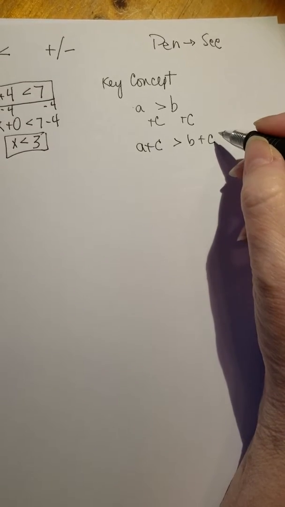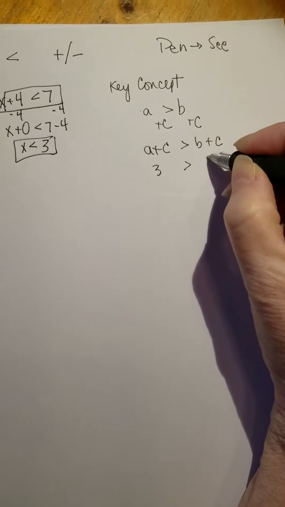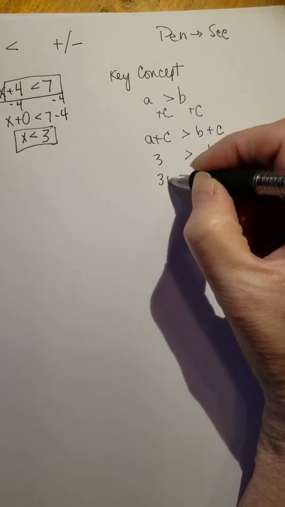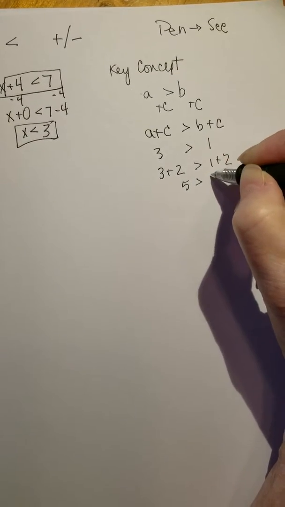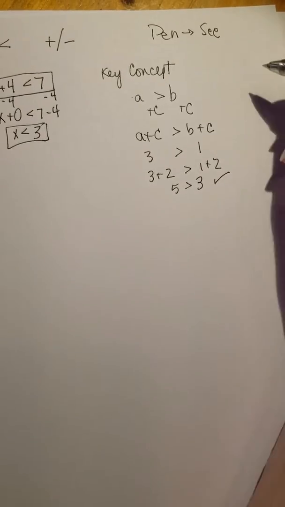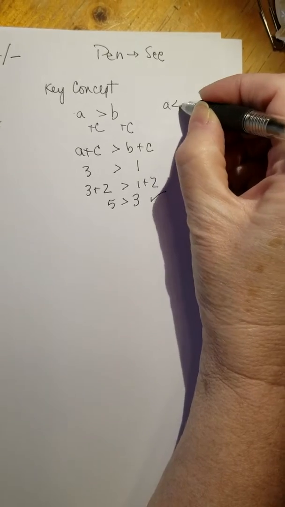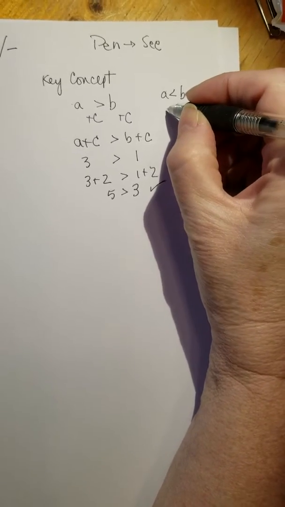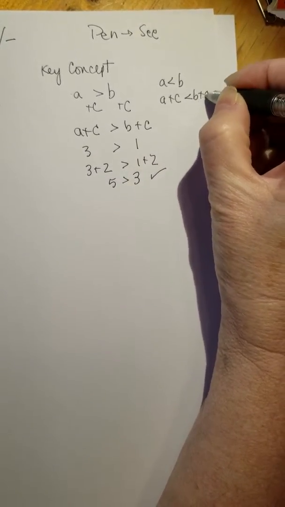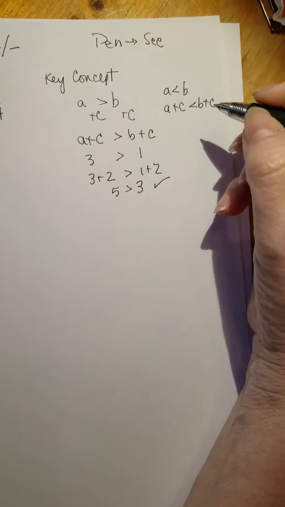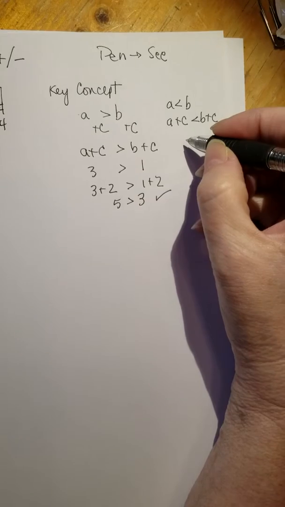So the same concept, let's do this in numbers. If 3 is greater than 1, then 3 plus 2 is greater than 1 plus 2. And we simplify, 5 is greater than 3, which is true. And the same idea works for if A is less than B, then A plus C is less than B plus C. And y'all should be taking notes or working this, and I know it's in the book and I know you see it, but if you write it, it helps your brain remember it.